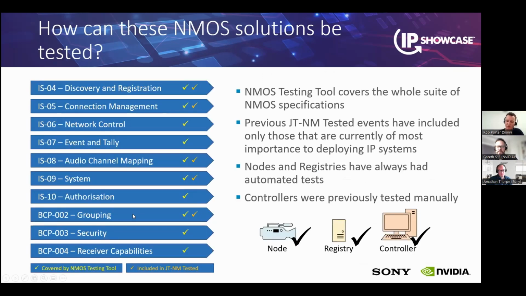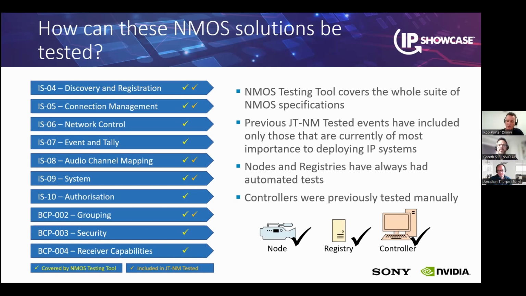And the NMOS testing tool covers the whole suite of published NMOS specifications from IS-04 to IS-10, as well as the best current practice documents, the BCP documents that you can see here. Previous JT-NM test events have focused on a subset of these, the ones that are currently most widely adopted and hence most important for deploying IP systems today. That is IS-04, 05, 08, 09, and BCP-002.